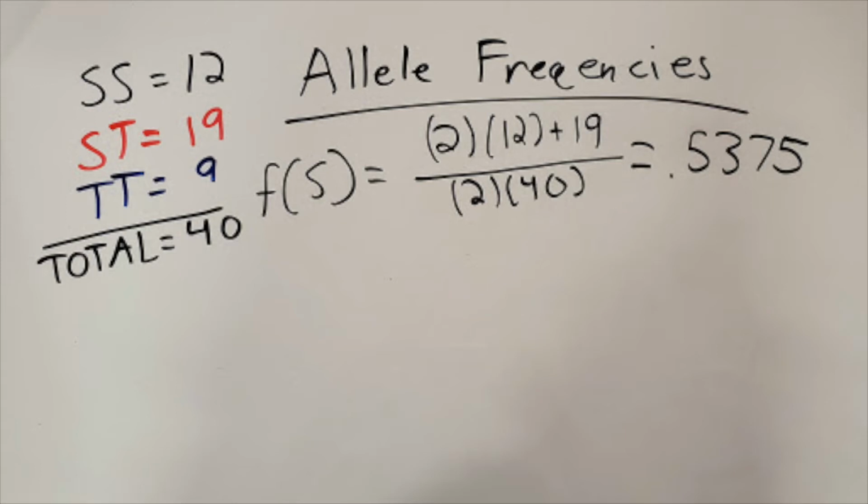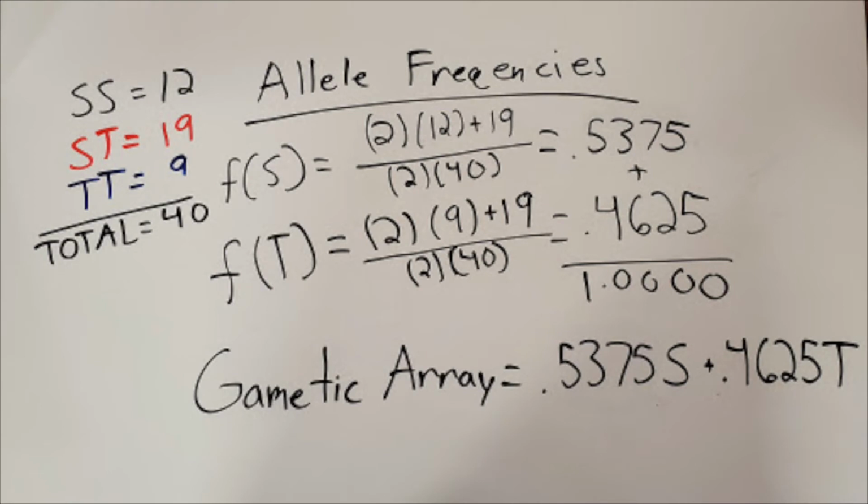Then we have 0.5375. Next, we do the same thing with the number of T alleles in the numerator, and we get 0.4625. These two numbers should always equal 1. Both of these numbers make up your gametic array, or the set of allele frequencies.